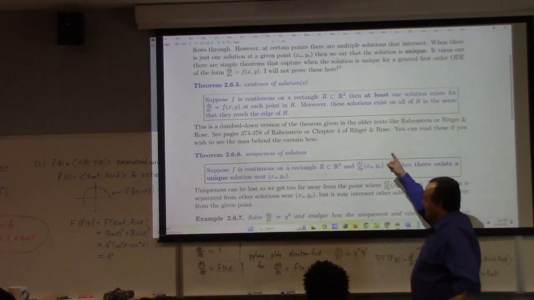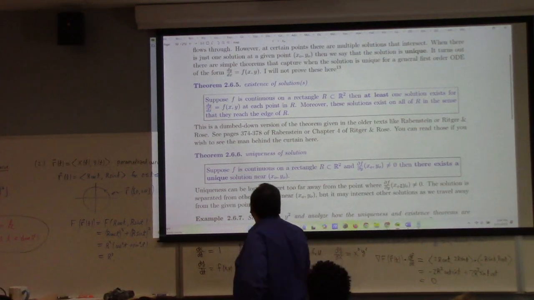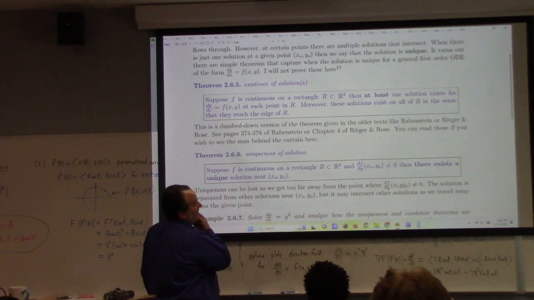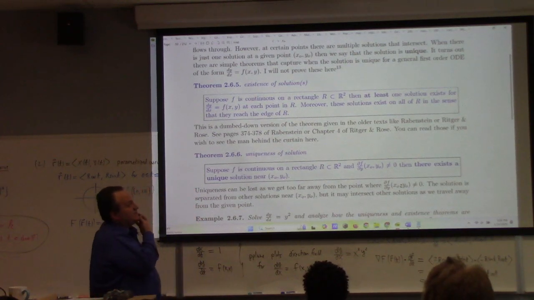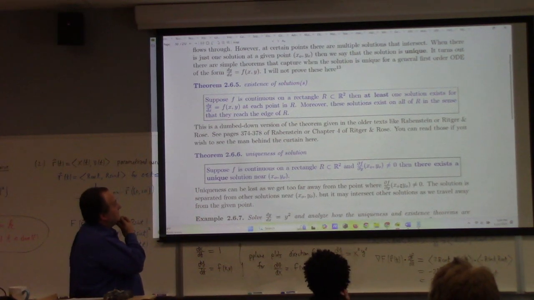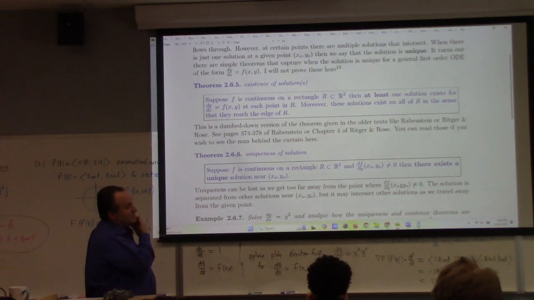For example, in theorem 2.65 here, we learn that if we have a continuous function on a rectangle, then at least one solution exists for dy/dx equals f of x, y at each point in the rectangle.